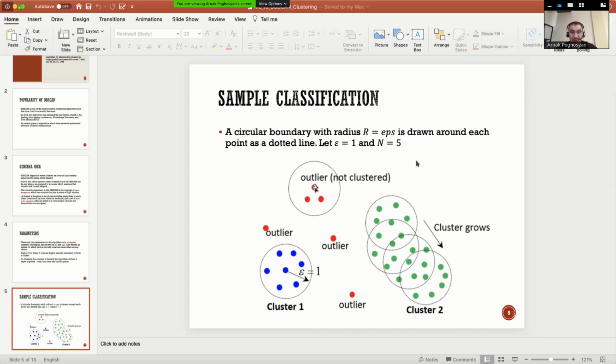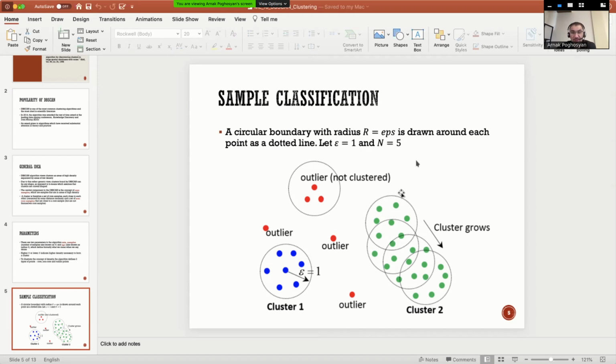Why? Because when you are taking a circle, for example with radius 1, and you are waiting for 5 different observations, you see here, when you take this blue observation, you have more than 5 observations as neighbors. For each green point, you have more than 5 observations. But for this red point, when we are drawing a circle with radius 1, you have only 2 observations. So this is not a core point. That is why you are not joining these to the clusters. So all red points are outliers, because within the circle with radius 1, there are no 5 observations.